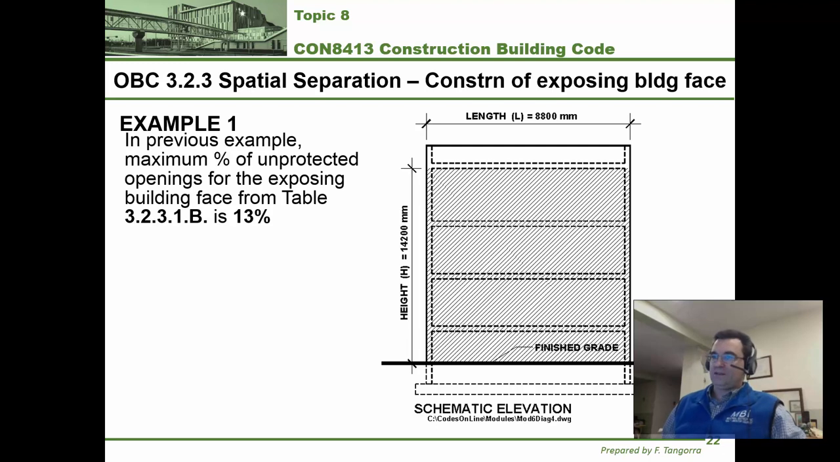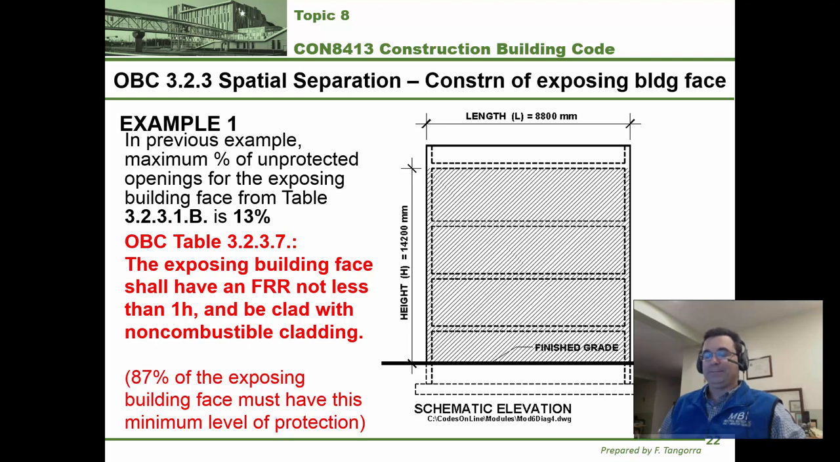So if we go to that table by using 13%, and go to table 3.2.3.7, you'll find that the exposed building face, based on 13%, falls in a range that gives you a fire resistance rating not less than 1 hour with non-combustible cladding. Okay? So that means that 87% of this exposed face must have this minimum level of protection.